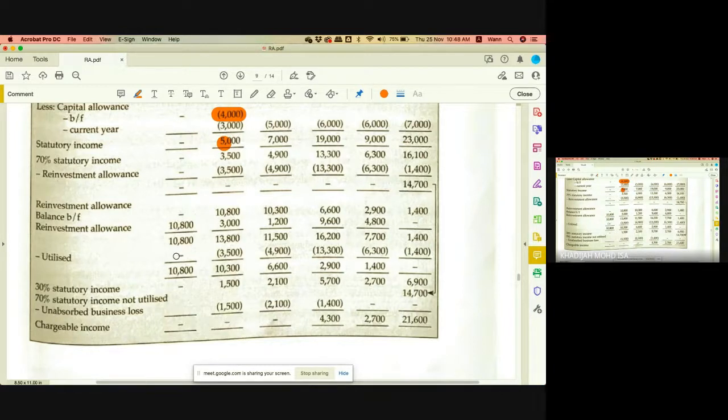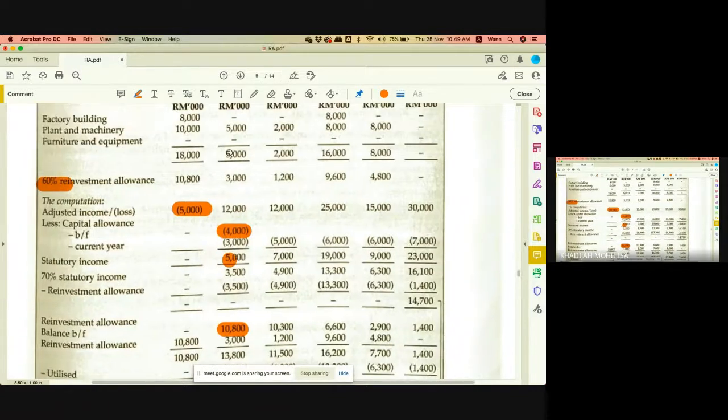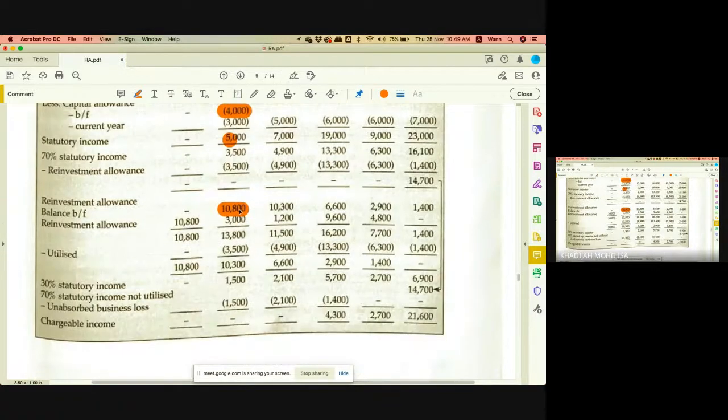Why? Because you don't have any statutory income. So everything that you have is carried forward to next year. Next year you have RA brought forward of 10.8 plus the current year 3,000. Where do you get the 3,000? It's from the 60% of your capex here, right? The 5,000 times 60%, that's how you get the 3,000. So RA for the current year is 3,000.